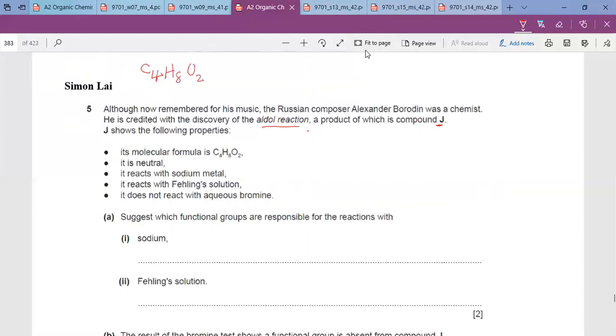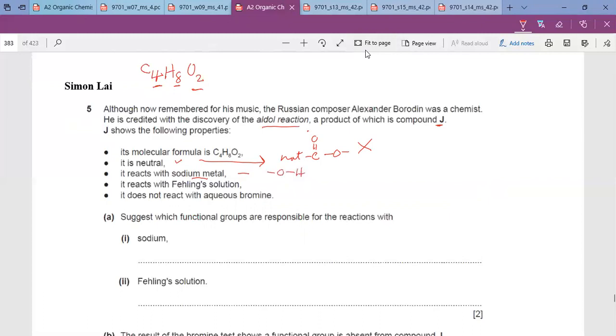C4H8O2. So 4 and 8. That means there cannot be a ring, is it? No ring. They say it's neutral. Now there are 2 oxygens here. That means it cannot be a carboxylic acid. It of course can be an ester because an ester is neutral. But it reacts with sodium metal, and an ester cannot react with sodium metal. That means it must have an OH.